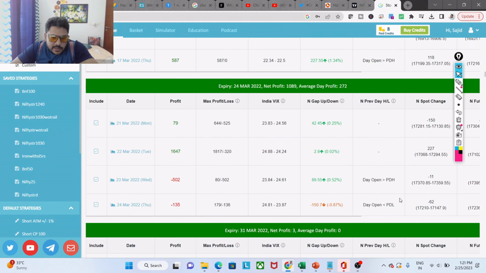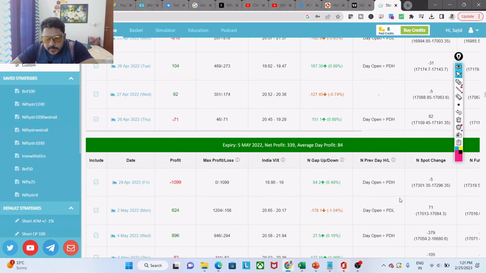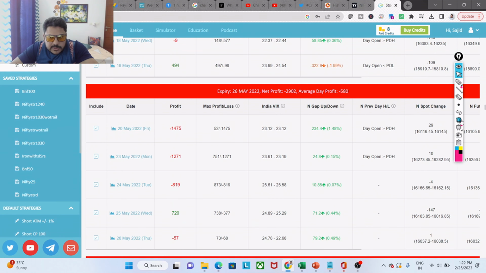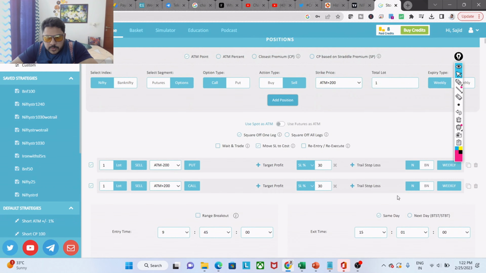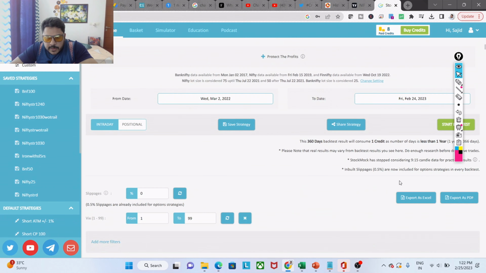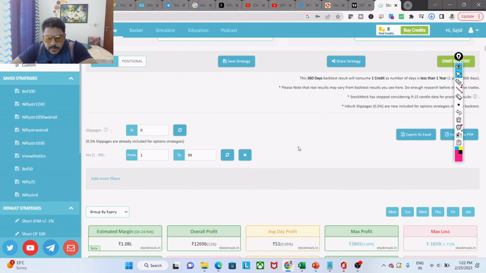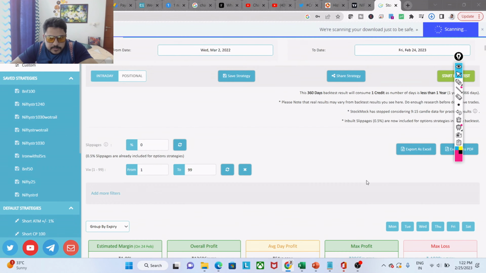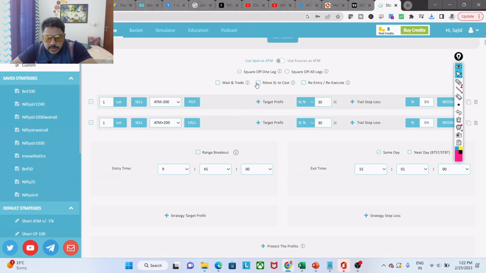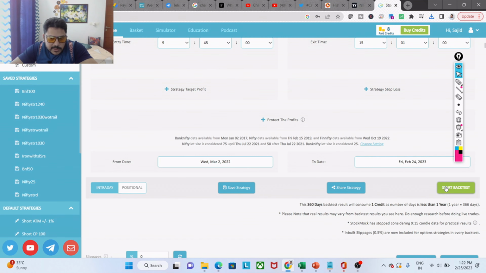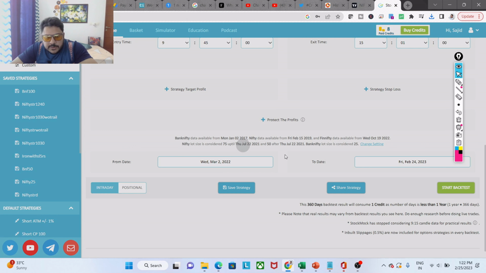Now, is there anything we can do to change the winning percentage in this? We can try some options. We will export this data and then try another variation. What we can do is remove the move SL to cost condition and just retest how it appears.